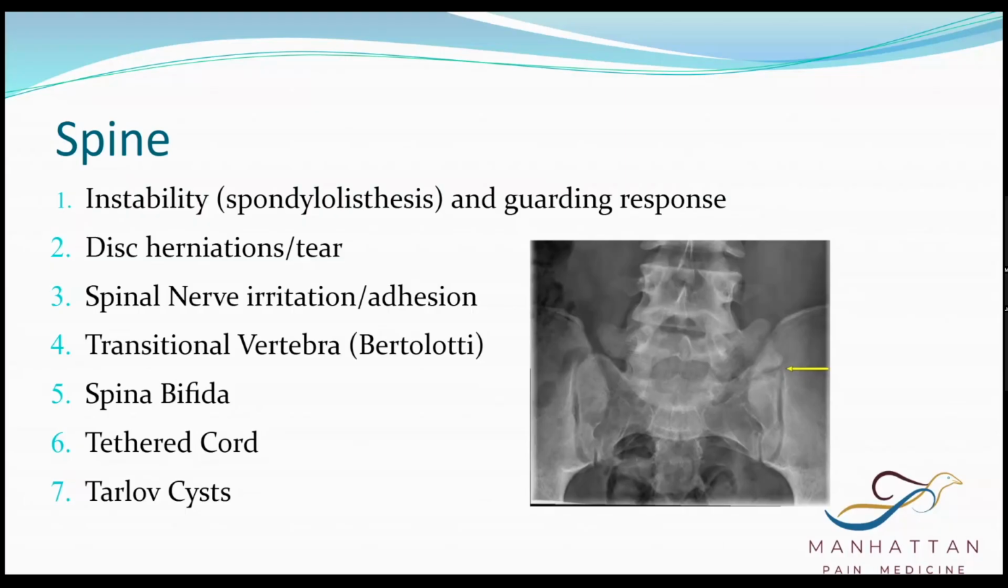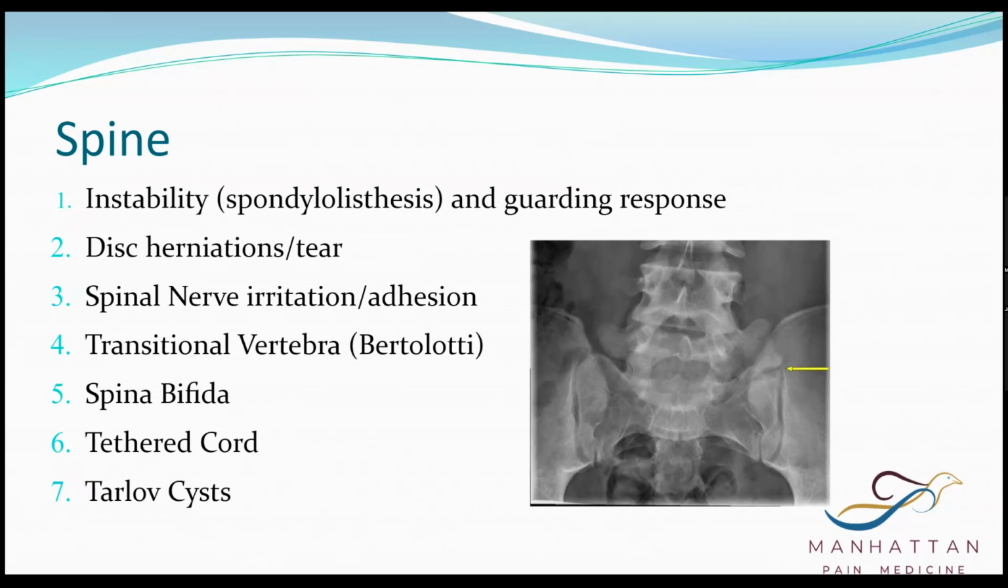Now, other things that do happen more commonly with hypermobility, transitional vertebra, that's what this picture is over on the right, where there's a Bertolotti. You can see the arrow pointing to this area of pseudo-articulation, where the lowest lumbar vertebra should be fused with the sacrum, or it should be separate. They shouldn't be rubbing, but that can definitely be a source of pain.